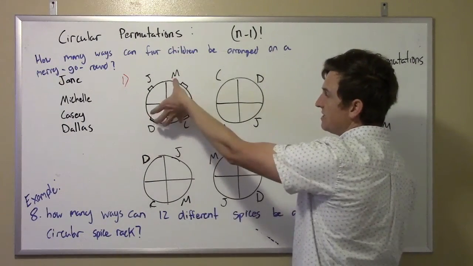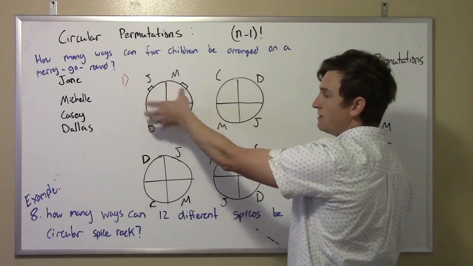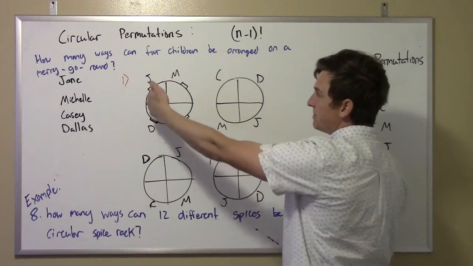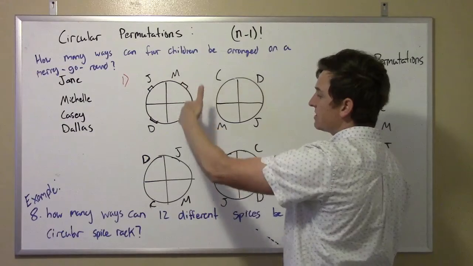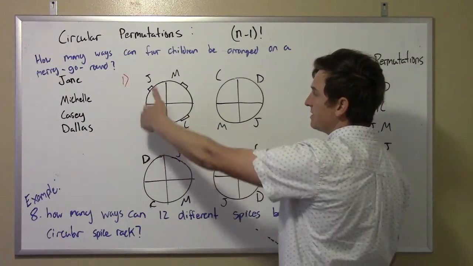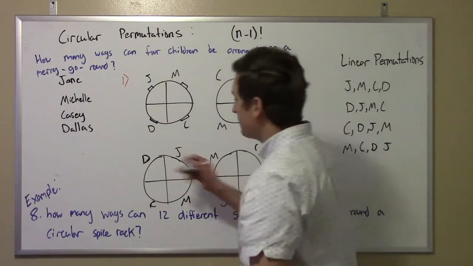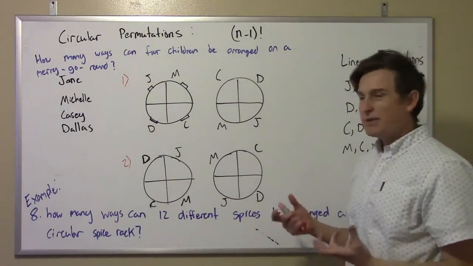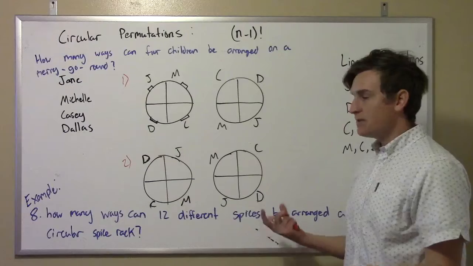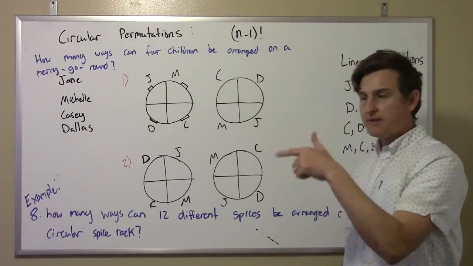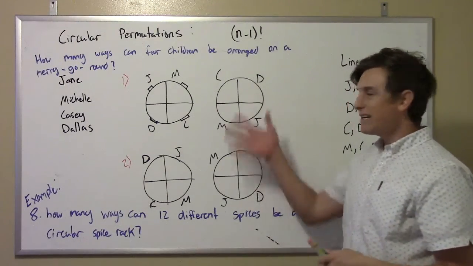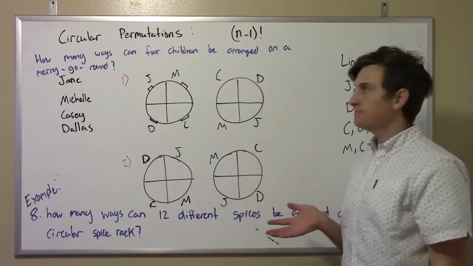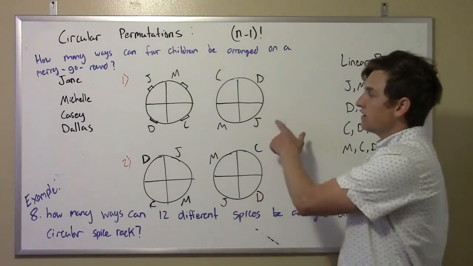But if I just spin this 90 degrees, what's going to happen is J is going to be over here, M is going to be down here, C is going to be over here, and D is going to be up here. So that's this guy right here. Okay? So that's not really a different ordering. That's pretty much the same ordering. We've just spun the merry-go-round. So we're not going to count that as a new order. Okay? Let's keep going here and look at this guy.